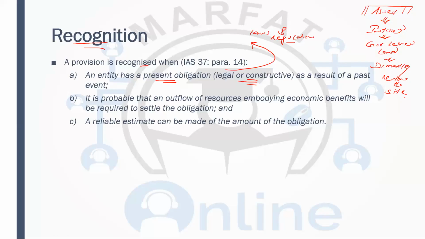Now, the constructive, as the name suggests, constructive, is when you are constructing an obligation for yourself. Can we make an obligation for ourselves? Yeah, we can make an obligation for ourselves. How we can make it? Like, for example, if we are doing something for years and now the people think that we will be doing that and we are announcing that thing to do.